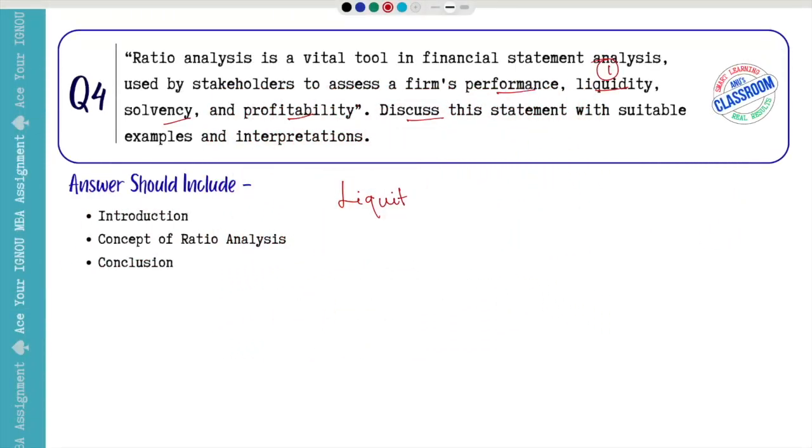So the liquidity ratio was like a short term thing. Now let us look at what happens in the long term, that is solvency ratio.